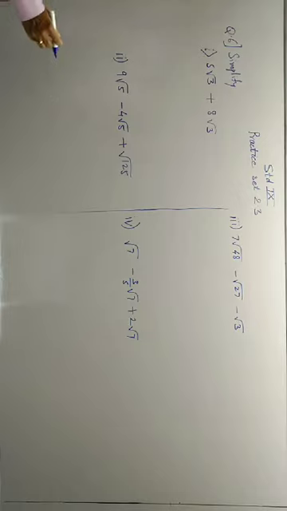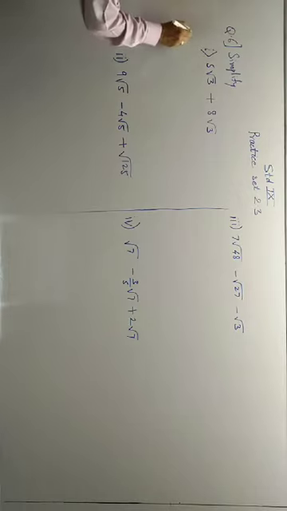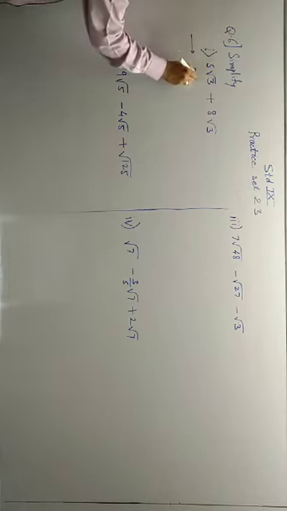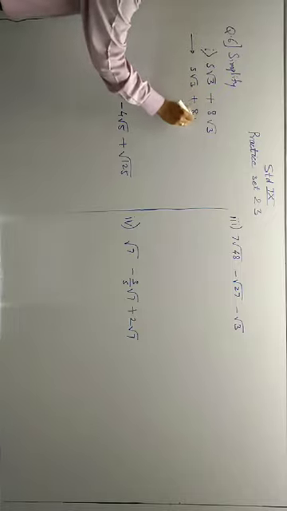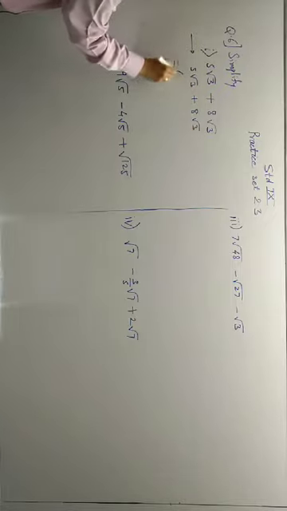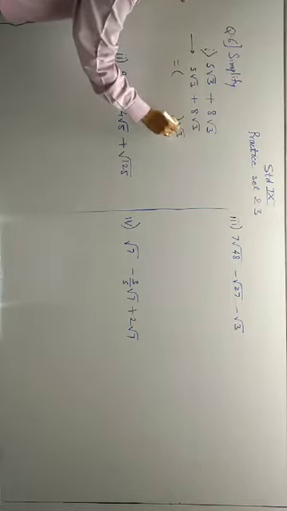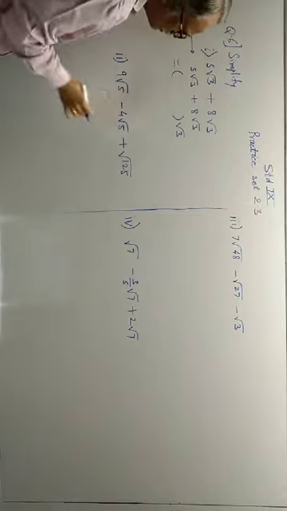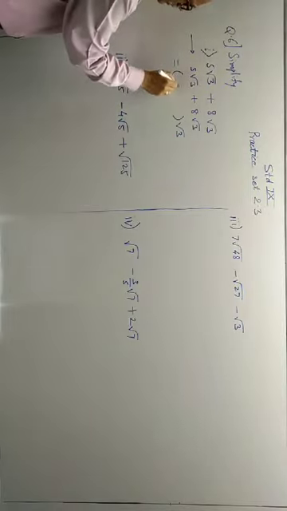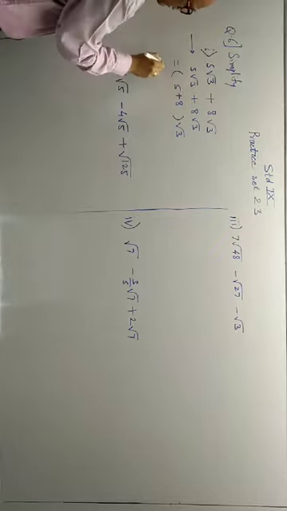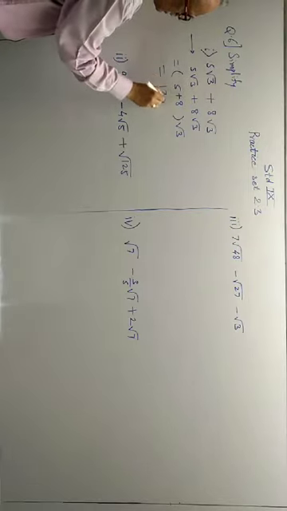Practice set 2.3, question 6, simplify. First question is 5 root 3 plus 8 root 3. Both are root 3 terms. If we take root 3 common, as root is an irrational number, that common should be written afterwards. 5 plus 8 will remain. So that is the answer, 13 root 3.